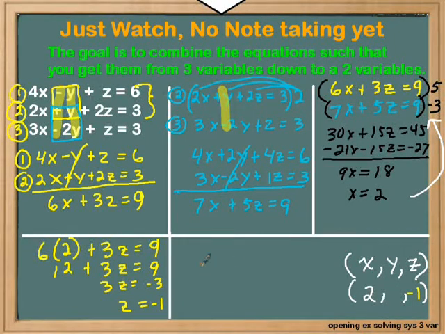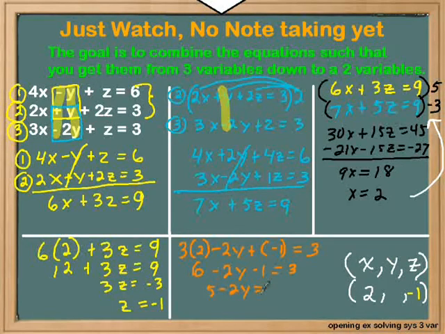Now to find the y, I have to go back to one of the 3 original white equations. It doesn't matter which one I go back to, so I'm going to go ahead and pick number 3. So 3 times 2 minus 2y plus negative 1 equals 3. Solving for this, I'll get 6 minus 2y minus 1 equals 3, and I have 5 minus 2y equals 3, negative 2y equals negative 2, y equals 1. So my ordered triple is 2, 1, negative 1. And that's what it takes to solve a system of 3 equations.